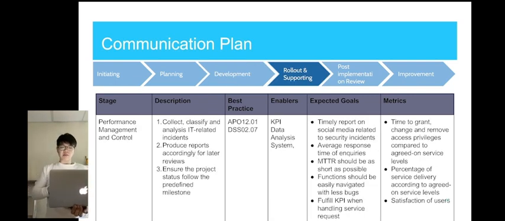For the rolling out and supporting stage, we would like to do some performance management and support. For example, there should be a timely report on social media and a record of any incidents that happen on social media. And second, we would like to measure the average response time of inquiries by the customers, and the mean time to recover should be as short as possible. If the severity level of the incident is level 1, we should solve it immediately. Also, the functions of the social media should be easily navigated without any guidelines or previous training, and with fewer bugs. And we also want to fulfill all the KPIs that we have set when handling service requests.